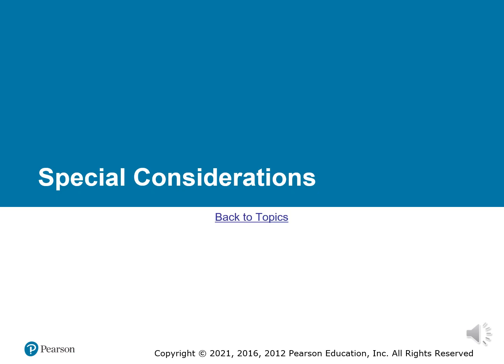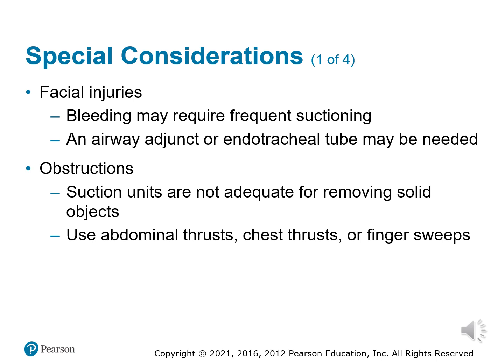In this next section, we're going to talk about special considerations. First one is facial injuries. Bleeding may require frequent suctioning. An airway adjunct or endotracheal tube may be needed.